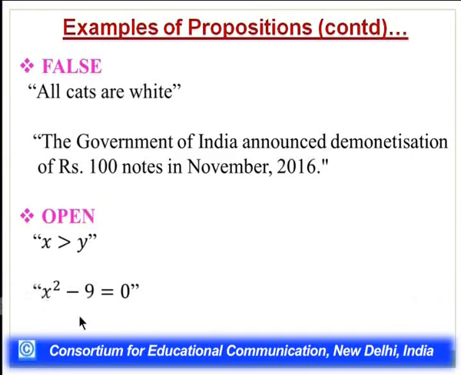Similarly, the equation that says x squared minus 9 is equal to 0. Again, this would be true or false depending on the value or values that we assign to x. For example, if x is 2, then clearly 4 minus 9 can't be 0. But if x is 3, then this equation will be satisfied. So, depending on the value of x, this proposition will be true or false.